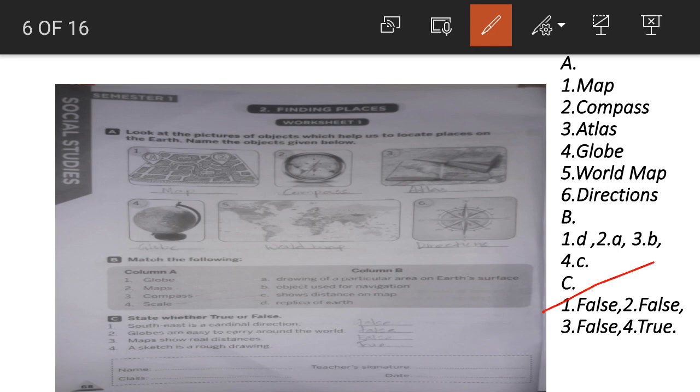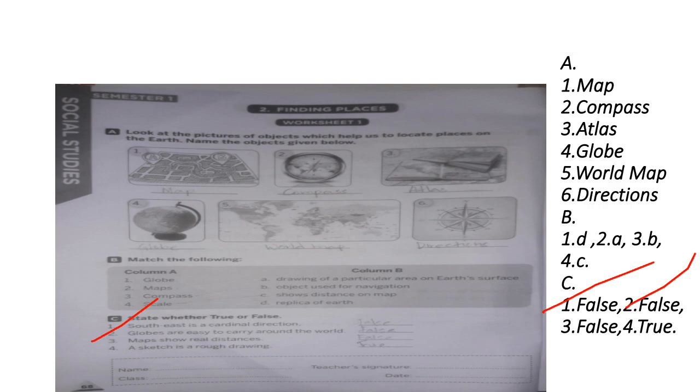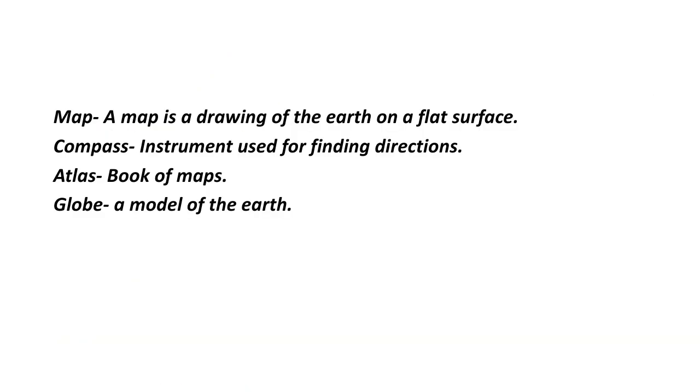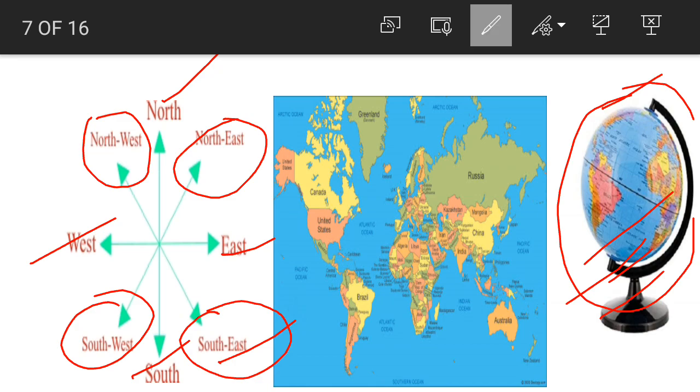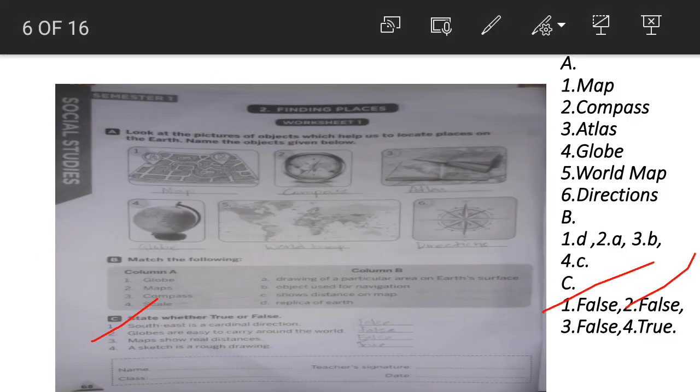Question number 1 is false. Question number 2, globes are easy to carry around the world. The answer is false. So this is a globe. Globe is not easy to carry. Why? Because we cannot fold a globe. Understood?